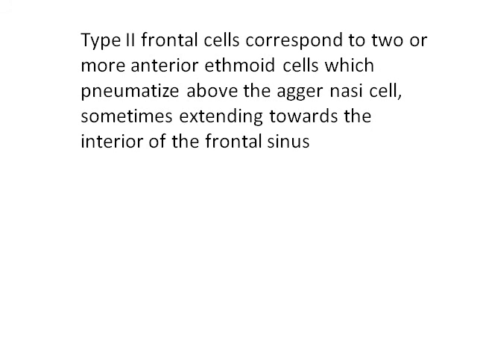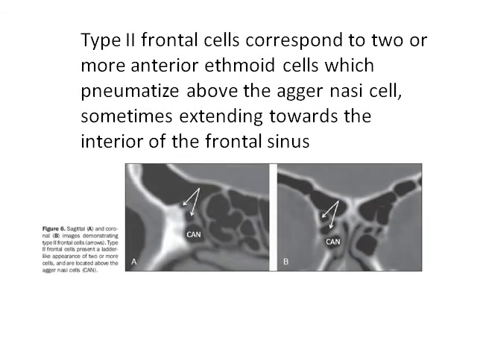Type 2. These are two or more ethmoidal cells which pneumatize above the agger nasi cell and extend towards the interior of the frontal sinus. This is the agger nasi, and these are the type 2 frontal cells, 2 or more, and they are located above the agger nasi and present a ladder-like appearance.